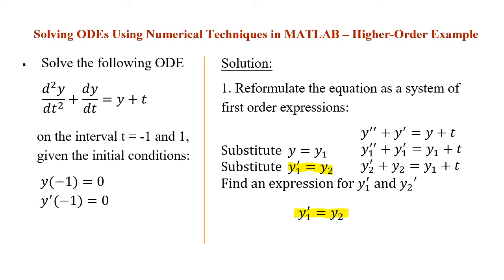And next, I need to find an expression for y2 prime. This is y2 prime. So I only have to move y2 to the right-hand side of the expression, but with a negative sign. So the solution becomes y2 prime is equal to y1 plus t minus y2. Now I've written the expression as a set of first order derivatives, so it is possible for me to use the MATLAB numerical solver.